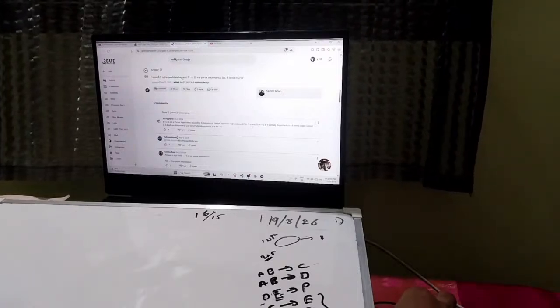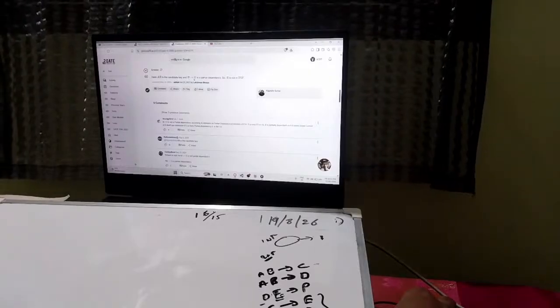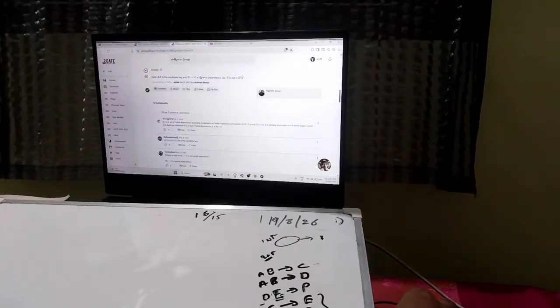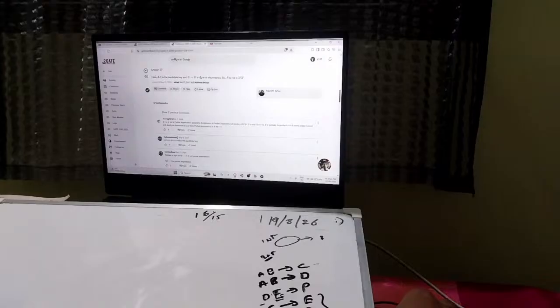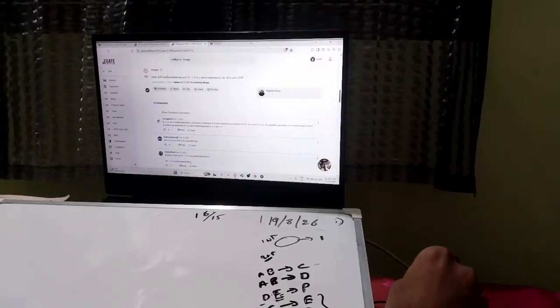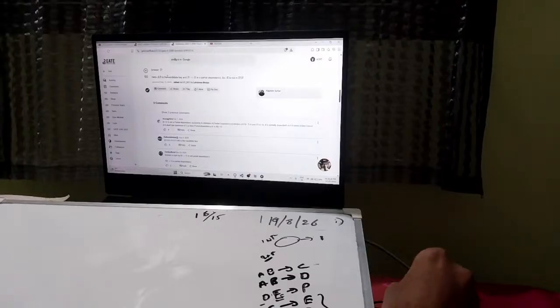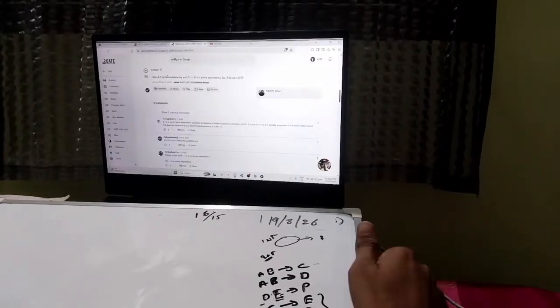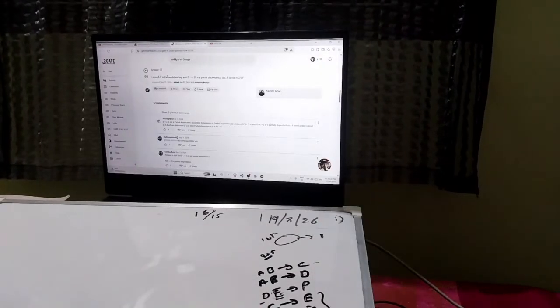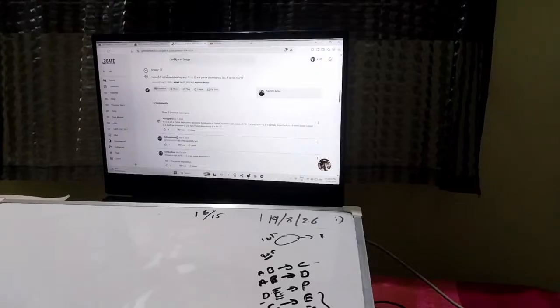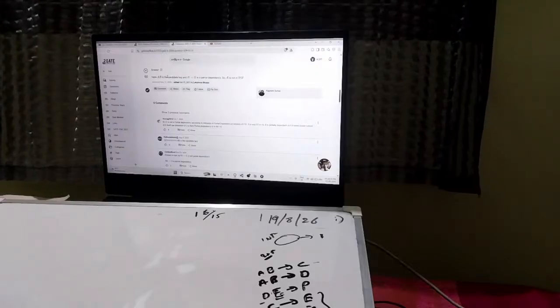Here AB is a candidate key. B tends to G is partially dependent, so, okay, if AB is candidate key, it can get everything. Yeah, from AB you can get everything.